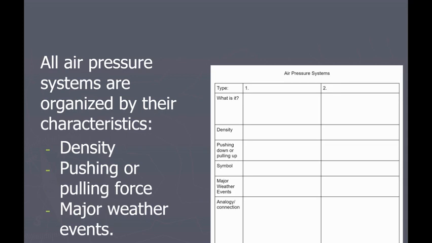And then major weather events. This is going to be important for tracking our weather. If we can see the weather event, we can start making a more accurate inference about what kind of weather events. We will also be doing an analogy or connection as well as a definition. So please be ready to go and move on to the next slide so we can cover high pressure with Mr. Severson.